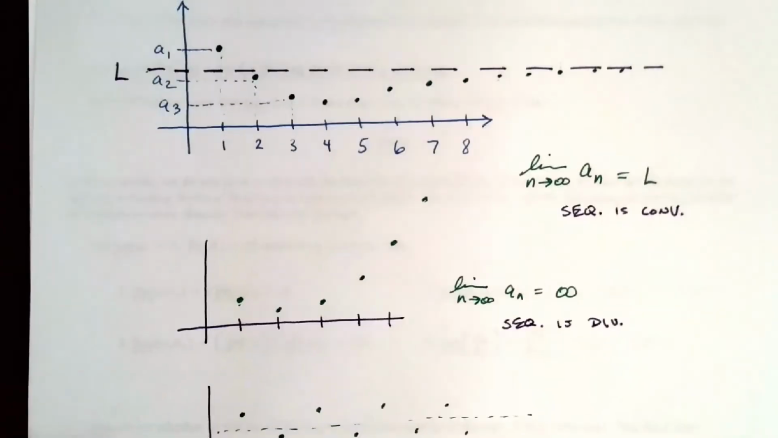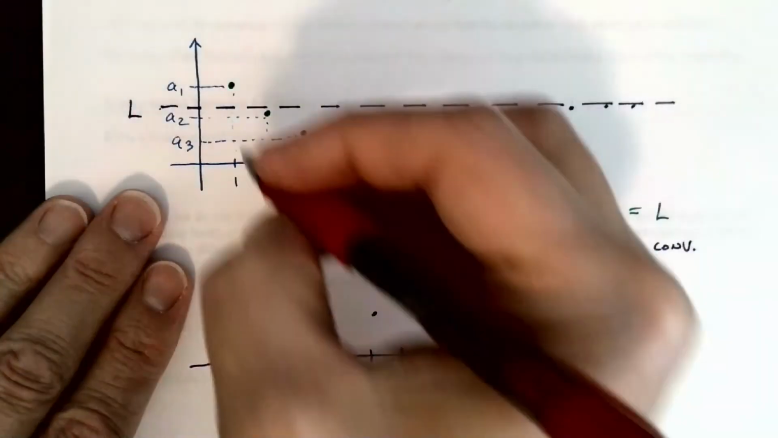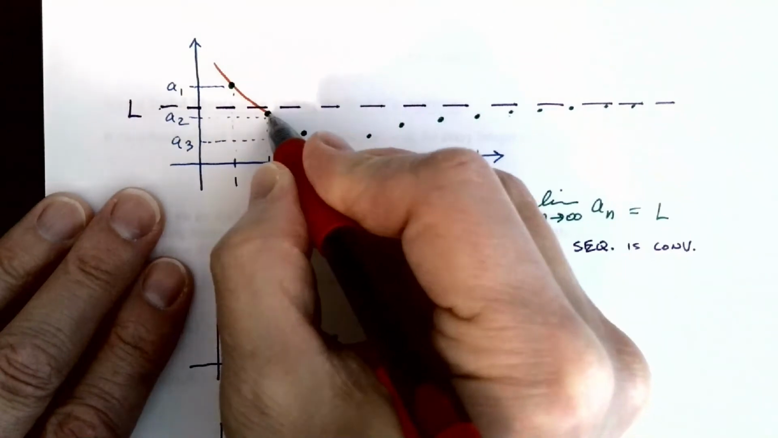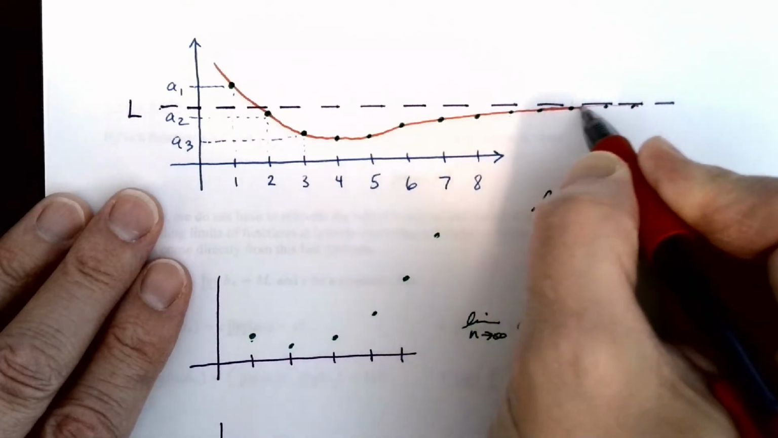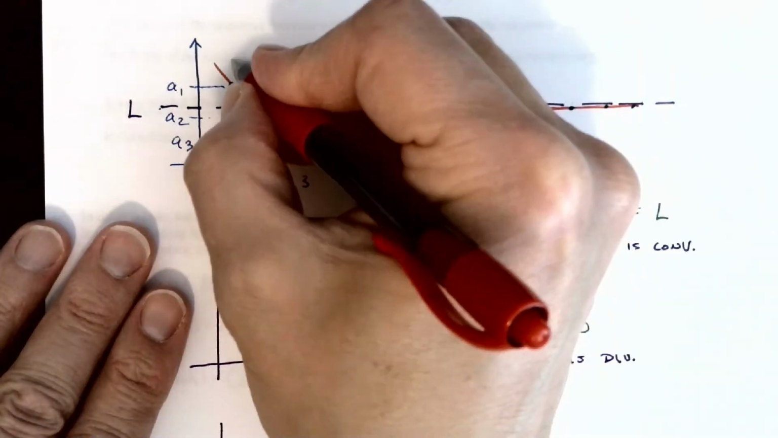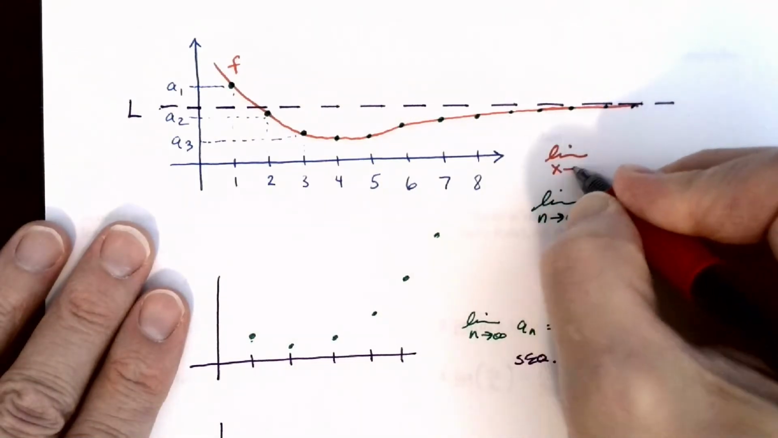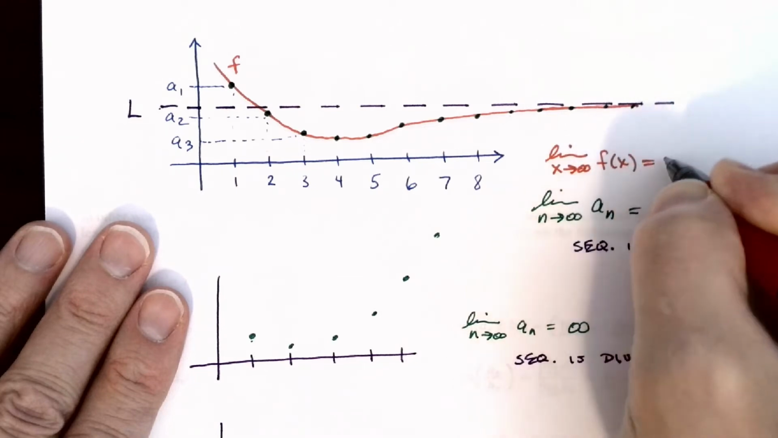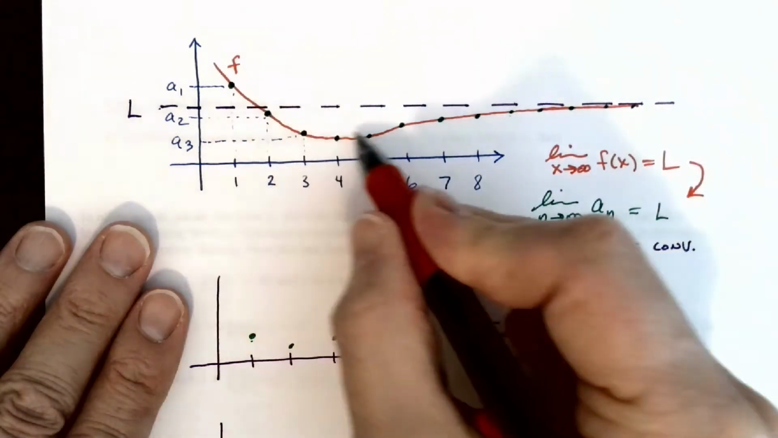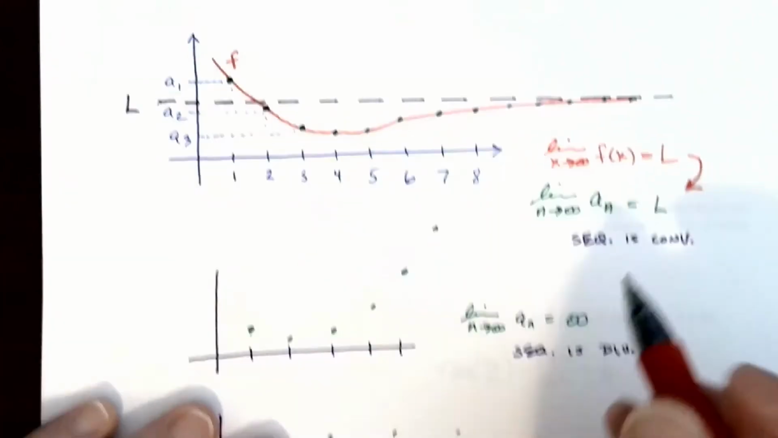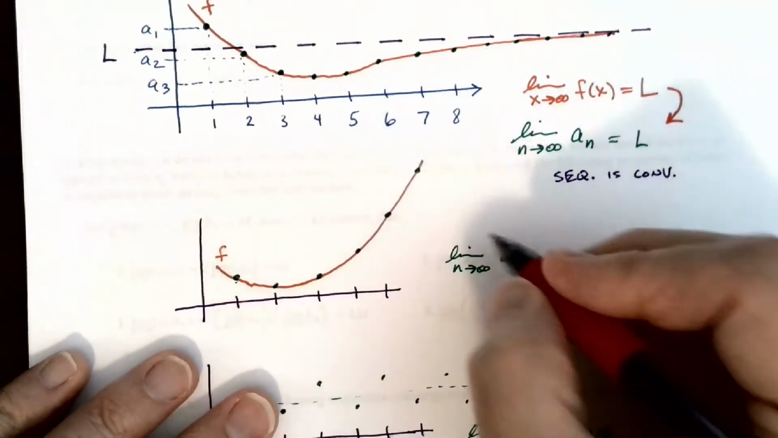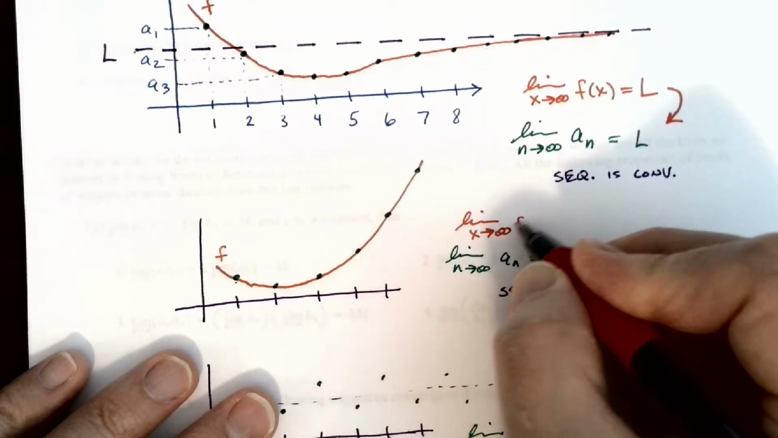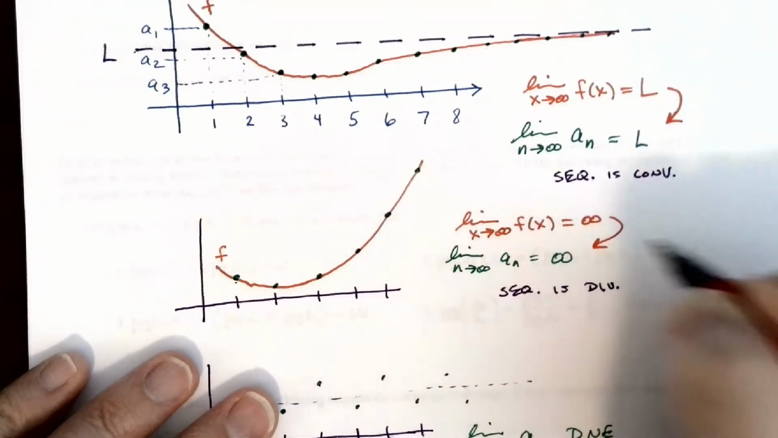And so the idea basically, going back to my pictures of these graphs, is we're essentially going to find a function that passes through, sort of connects the dots, if you will. We're saying we have a function like this, and this is the function f. If the limit as x goes to infinity of f of x equals L, then I'm going to be able to assume the dots are also going to go to L. Same thing here, if I have this function f, the limit as x goes to infinity of f of x equals infinity implies that our sequence does too.